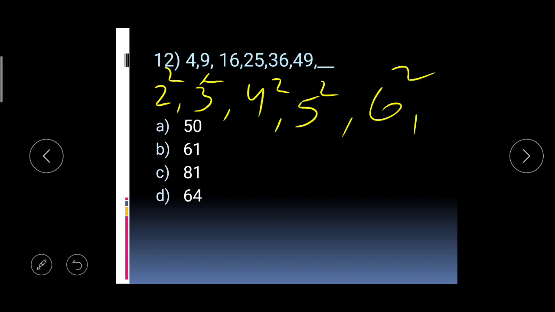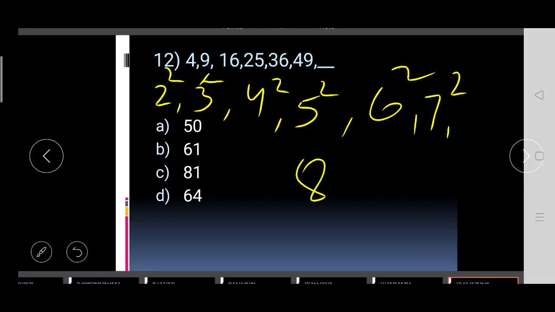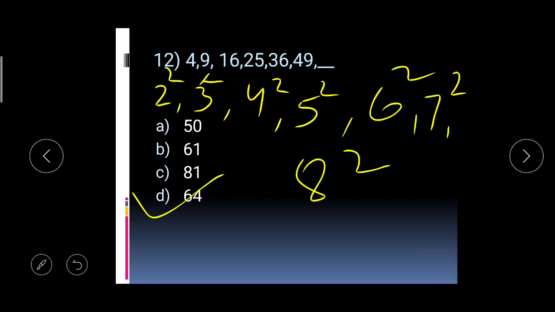Next is a square of 7. So that means the next should be square of what? 8. So the answer is what? 64, right? So the answer is 64.